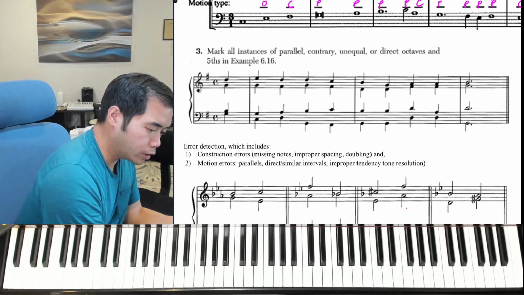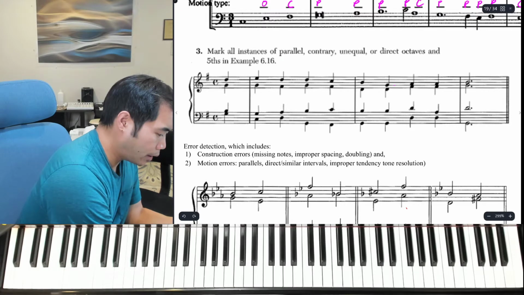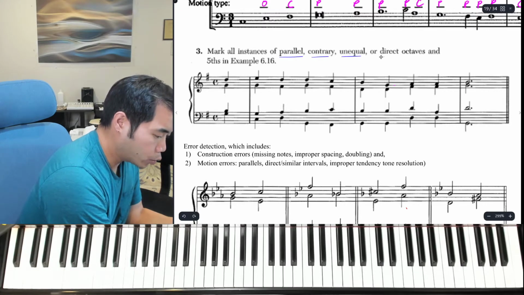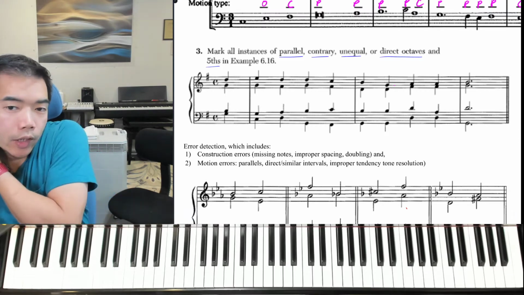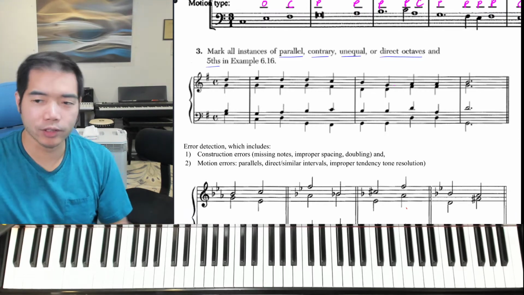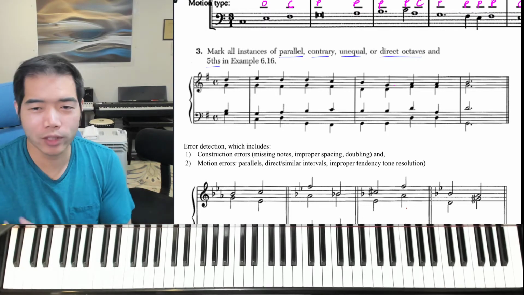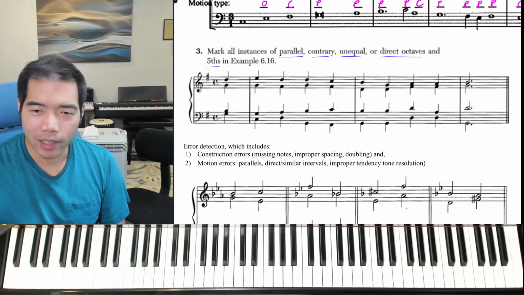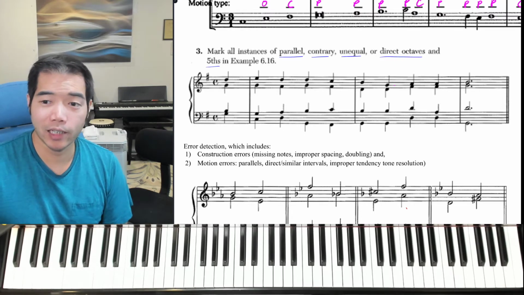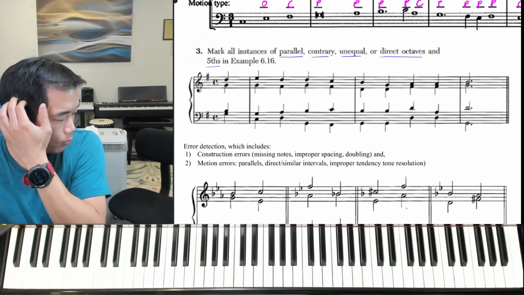In this case, we're instructed to mark all instances of parallel, contrary, unequal, direct octaves, and fifths. I'm going to walk you through how to do this because it can be a little overwhelming at first. You look at it and say, man, I've got 4 voices. I have to analyze all the voice pairs and figure out what's happening. How in the world do I do this without taking an hour? Let's talk about strategies on how to approach this.